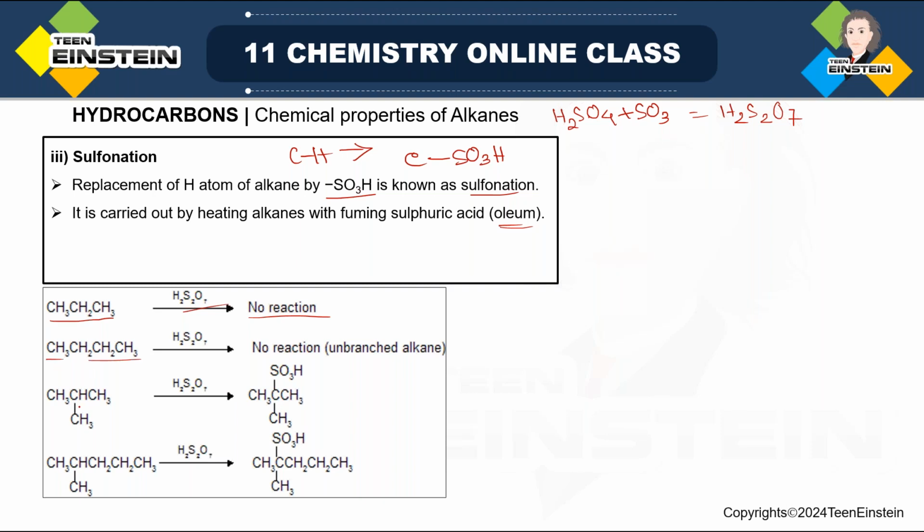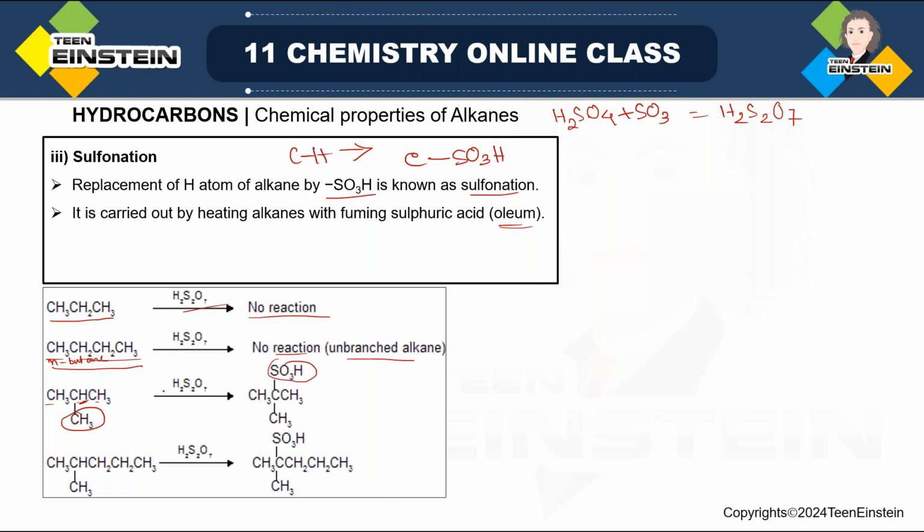Then we have taken butane and it is linear chain. It is n-butane, right? No reaction. Unbranched alkane. Again we have taken 4 carbon, but now it is isobutane and there is a branching and we are getting product. So as I have said, more is the branching, more is the stability of radical, and the chance of getting product is high.